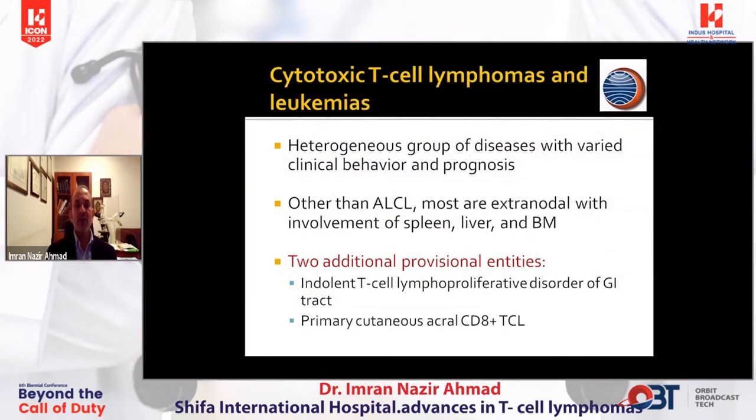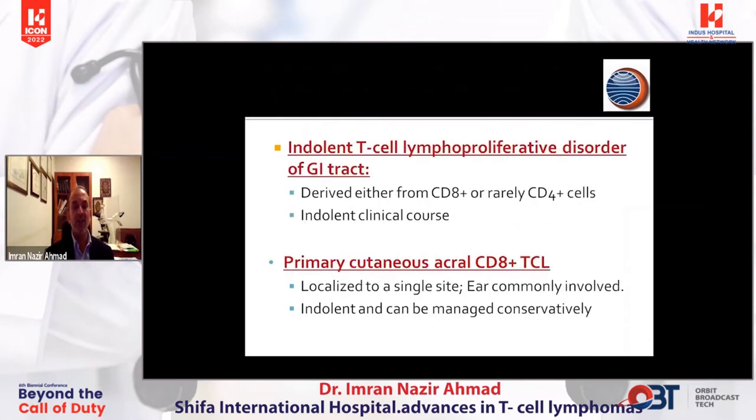Then we have cytotoxic T-cell lymphomas and leukemias. These are a heterogeneous group of diseases with varied clinical behavior and prognosis. Other than ALCL, most are extranodal with involvement of spleen, liver, and bone marrow. And two provisional entities have been added to this classification. Number one, indolent T-cell lymphoproliferative disorder of the GI tract, and then primary cutaneous acral CD8 positive T-cell lymphoma.